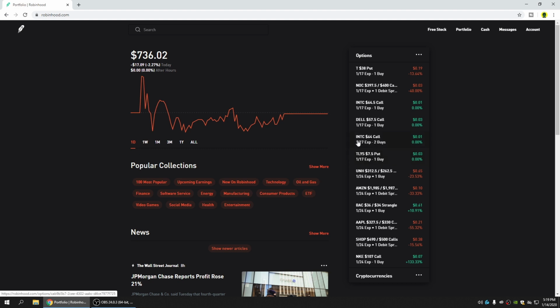So always be sure to factor in your break even, and you will be able to make a lot better picks when you're choosing what contracts you want and deciding how much money you want to make, how much you think a share is actually going to go up. And there's a lot of things you can factor in with break even, and it's really helpful.